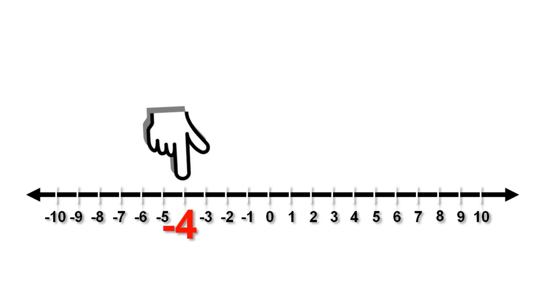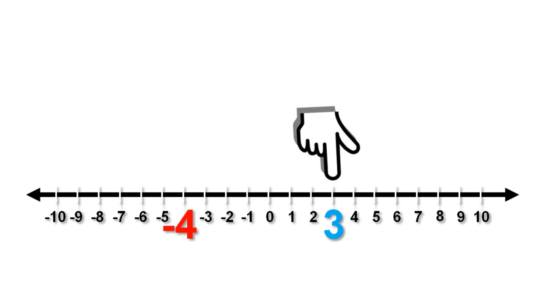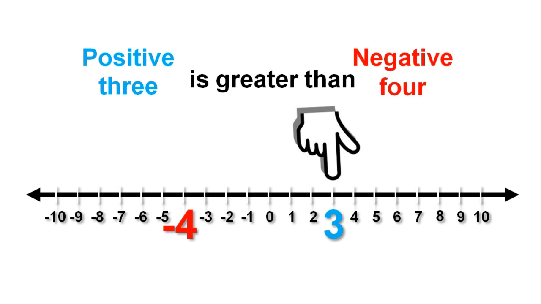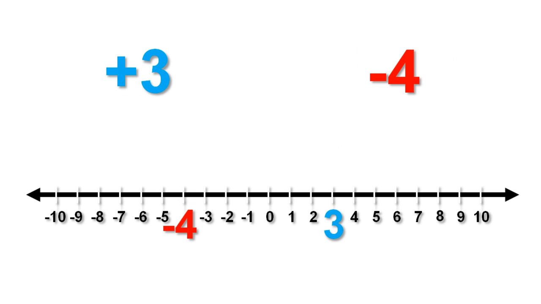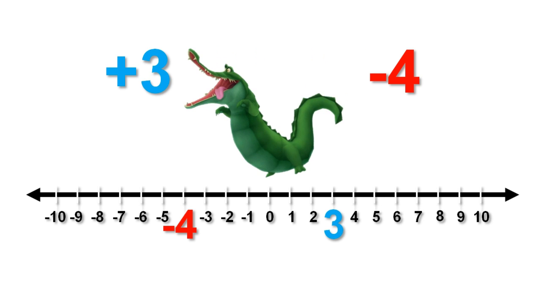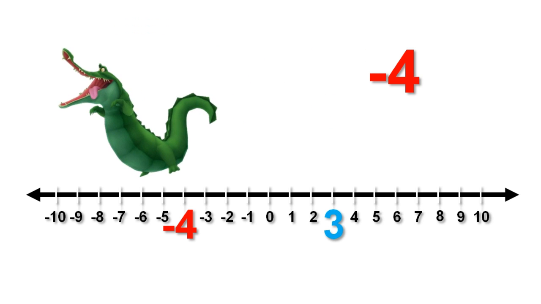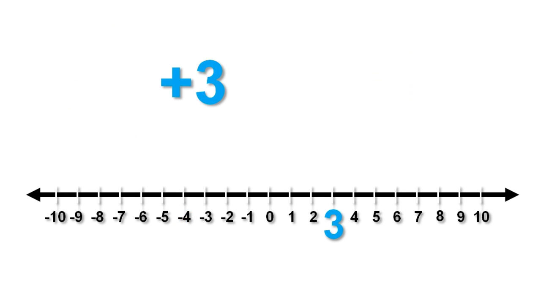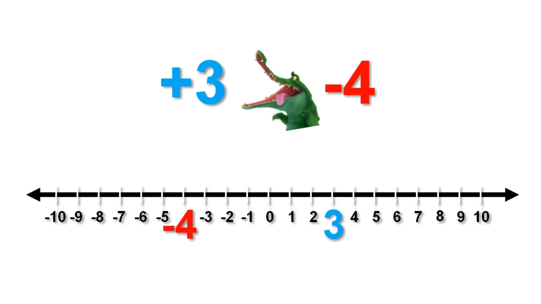Positive 3 and negative 4. Here they are on the number line. Positive 3 is further to the right than negative 4. So we can say that positive 3 is greater than negative 4. The greedy crocodile will help us write this out in a mathematical way. The greedy crocodile eats the bigger number. This gives us the shape of the symbol. This says positive 3 is greater than negative 4.